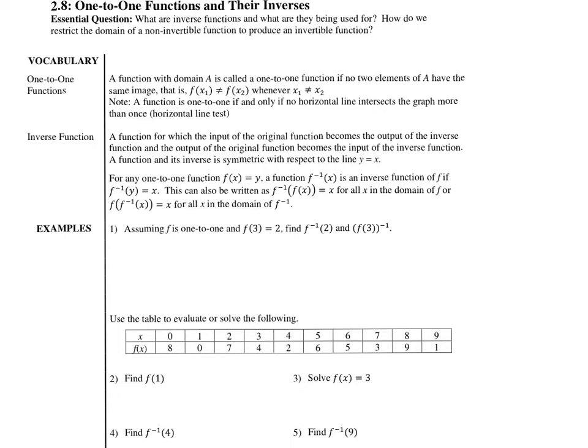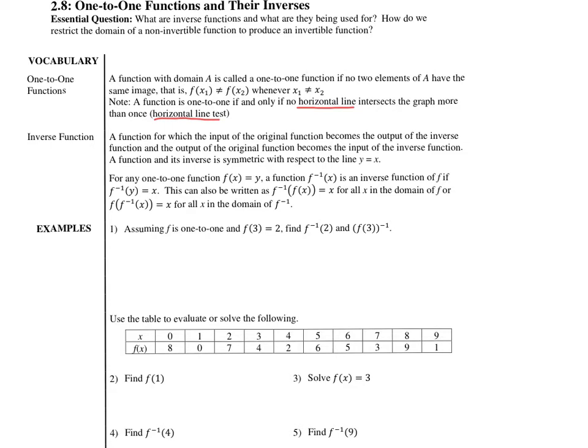So the easy way to do this is the horizontal line test. Just like the vertical line test tests whether or not a graph is a function, the horizontal line test tests whether or not a graph is a one-to-one function. If a horizontal line hits the graph more than once, then it is not a one-to-one function.